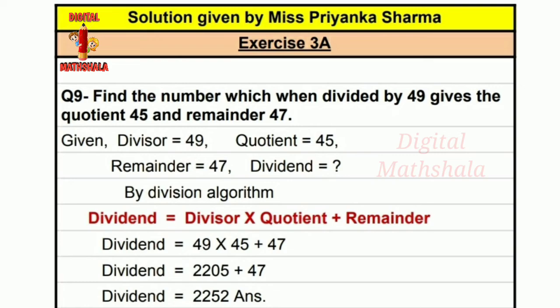In place of dividend we will not write anything. In place of divisor we will write 49, in place of quotient we will write 45, and in place of remainder we will write 47. When we multiply 49 into 45, we will have 2205, and 47 we will add, then we will get 2252, that is the dividend. Now we will move to the next question, question number 10.